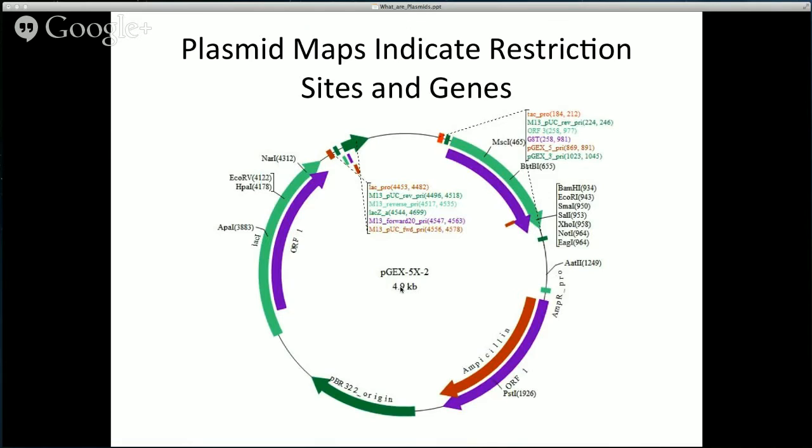And what does a kilobase pair mean? That means it's got 4,900 base pairs. And the base pairs are nucleotide pairings: adenine goes with thymine, guanine goes with cytosine, and so forth. So this has 4.9 kilobase pairs, or 4,900 base pairs.